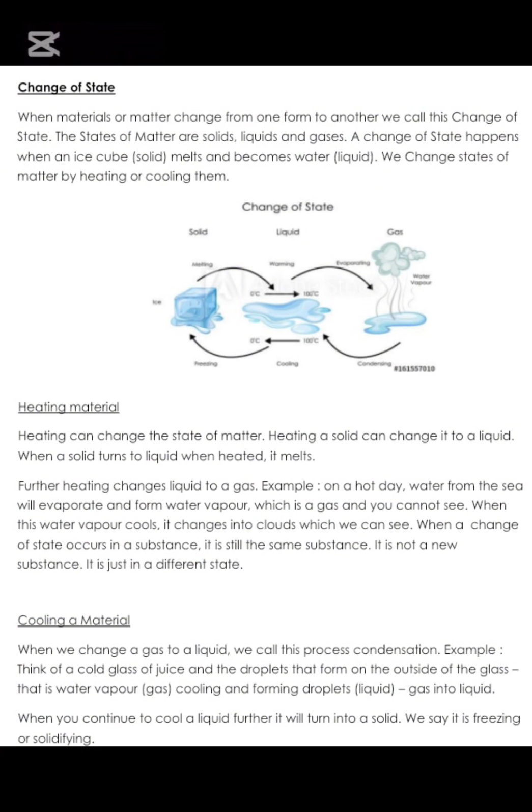Heating material. Heating can change the state of matter. Heating a solid can change it to a liquid. When a solid turns to liquid when heated, it is melting. Further heating changes liquid to a gas. Example, on a hot day, water from the sea will evaporate and form water vapor, which is a gas and you cannot see it. When this water vapor cools, it changes into clouds, which we can see.